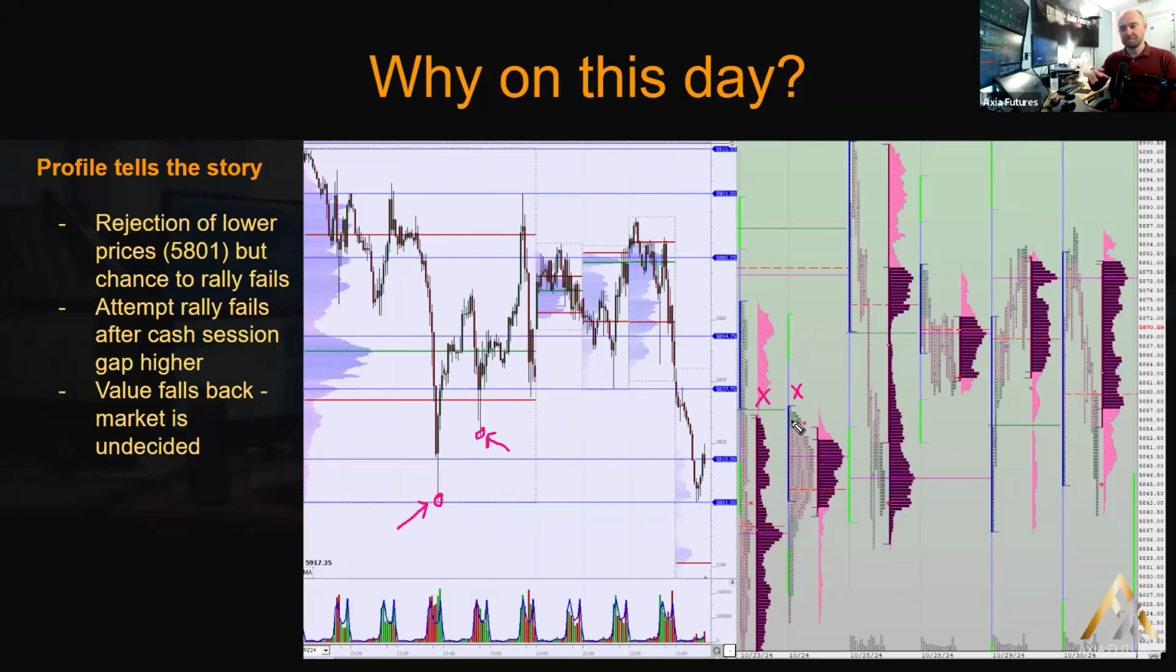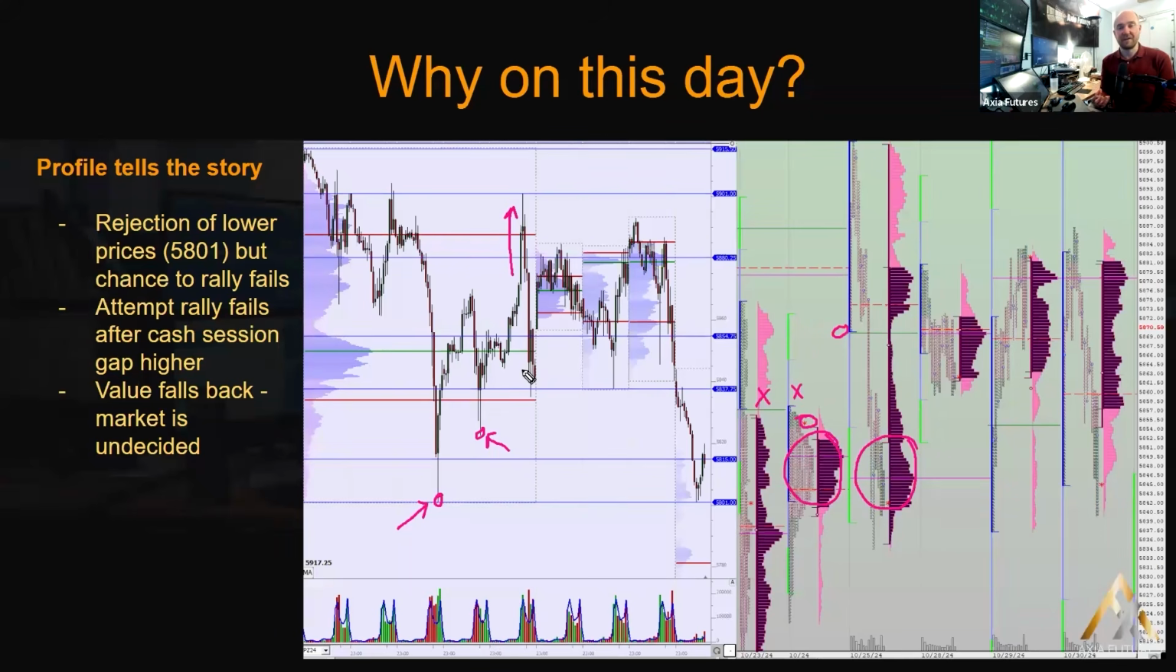On the back of this, we then get an overnight move higher. When I'm talking about overnight, when I'm looking at profiles, I'm looking at cash session profiles. This is S&P. So the cash session closes here, it opens here, and we then get this rally towards the upside, this move, which again is not able to sustain, and we fall back. So what you've got here is basically a market that has attempted to go lower, shifted value lower, and seen value then shift back up, and then value falls back into the same area the next day. So that's the story of this move here.